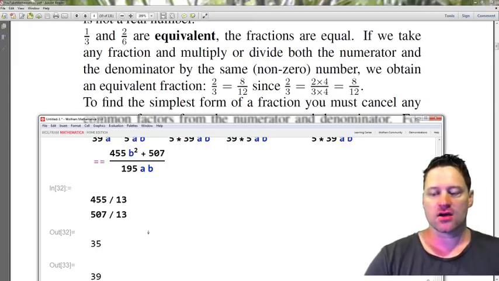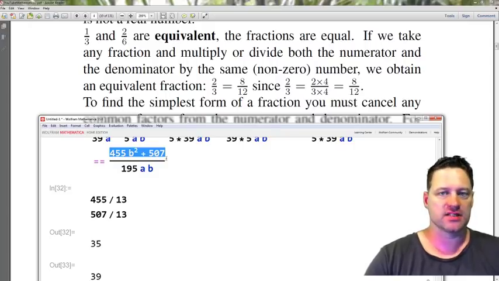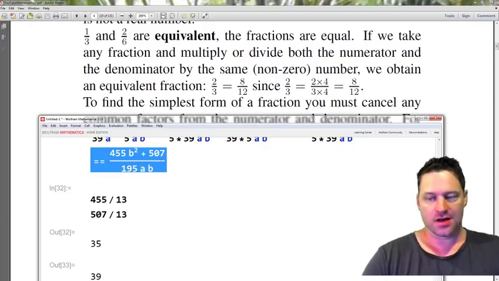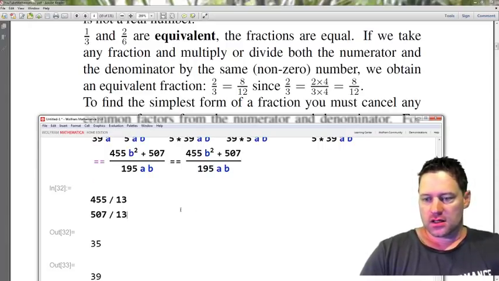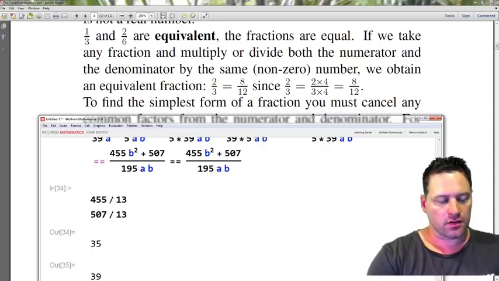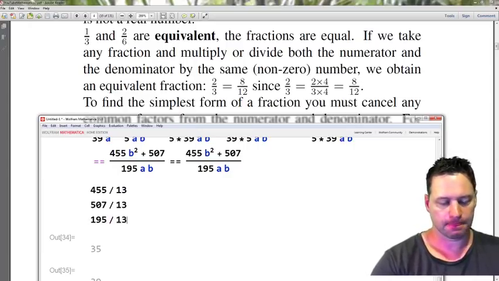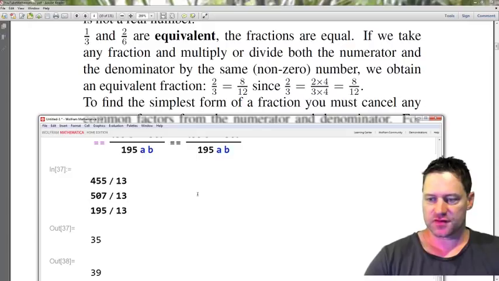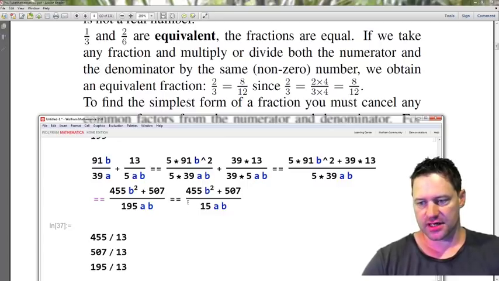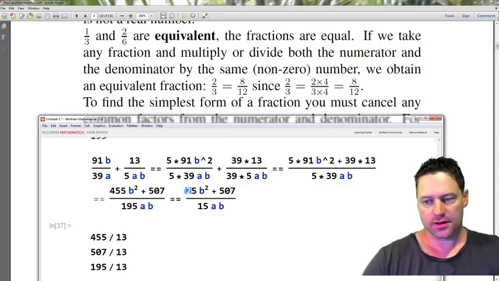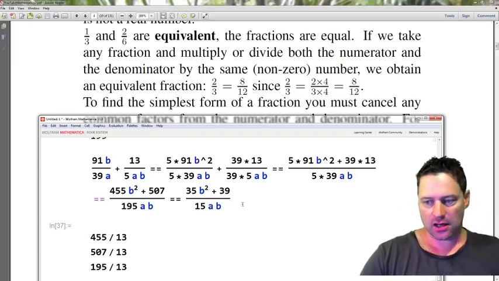So I can cancel a common 13 in the numerator and denominator, even though I cannot add like terms in the numerator. Okay, so I've got one more thing to simplify here. I'm dividing all by 13. So 195 over 13 is 15. We already knew that. What else did we find? 35 and 39.